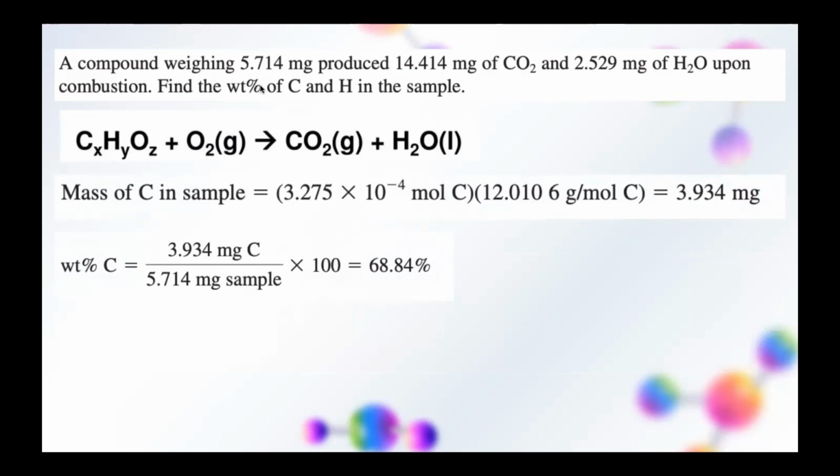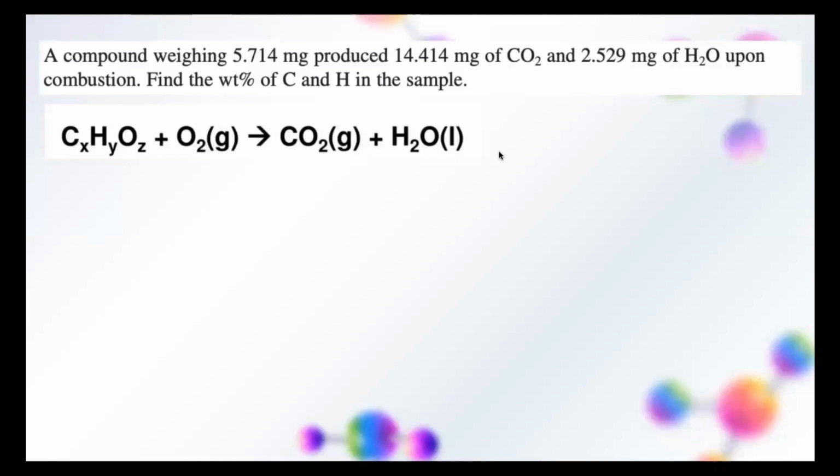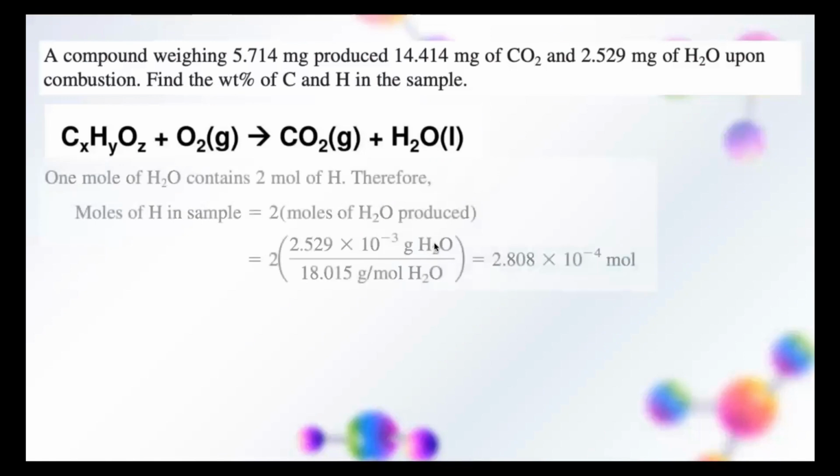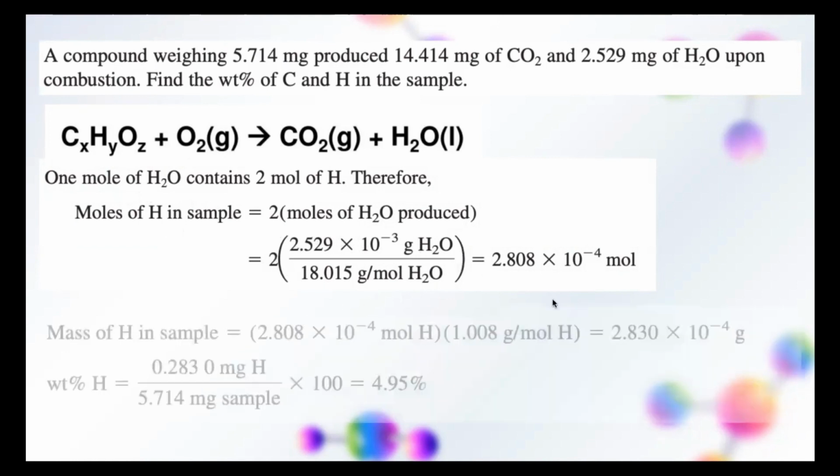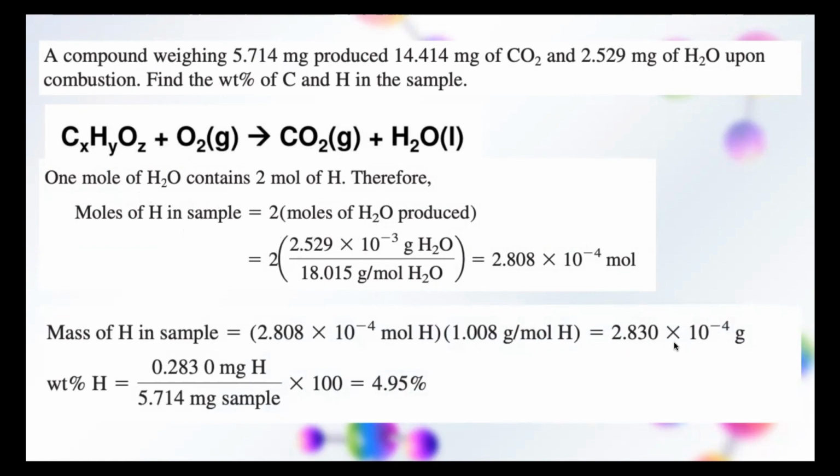And then since you're finding the weight percentage, put it in this formula. So now you find the hydrogen. Here, since 1 mole of water contains 2 moles of H, the moles of H in the sample equal 2 times the moles of water produced. So here is the answer. You get the moles, then get the mass of the hydrogen in the sample, and then you get the weight percentage.